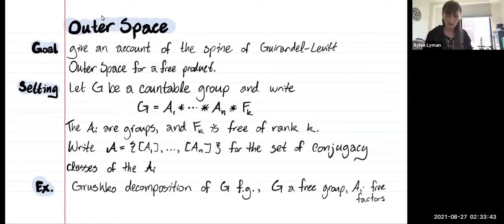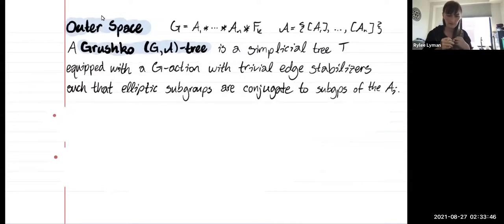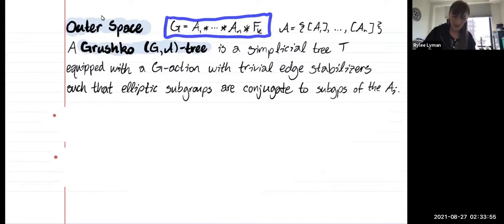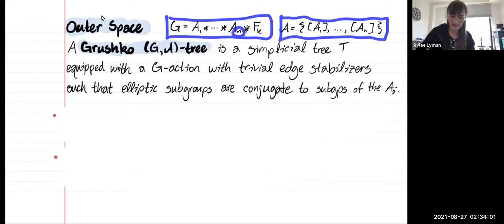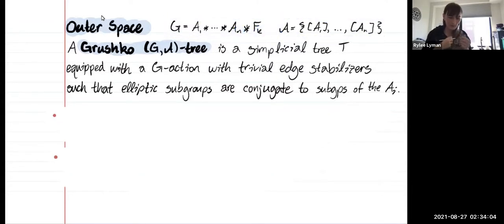And outer space is going to be built out of trees, is one way of thinking about it. So let me tell you about the kind of trees that we're going to think about. I wrote the notation from the previous slide, and I'm going to be holding on to it for the rest of the talk. So I'm fixing n and I'm fixing k. A Grushko (G, scripty A)-tree is a simplicial tree equipped with a G action with trivial edge stabilizers. And the elliptic subgroups, the subgroups fixing a point, are all conjugate to subgroups of the A_i. That basically tells you everything you need to know about the action.